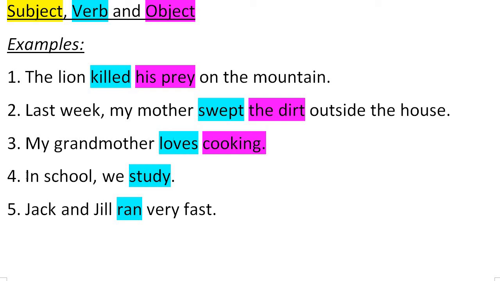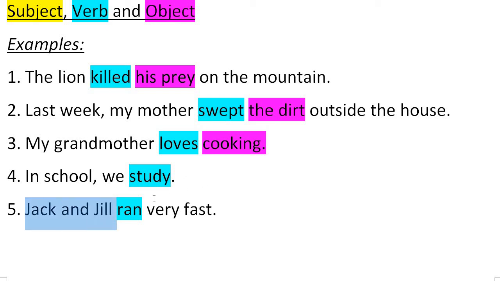Okay. Number 4. In school we study. Does it have an object? And if so, what is it? Now, some of you might think, the school. It's not. In the school answers the question of where we study, so therefore that's not an object, and there's nothing else. We cannot be an object. It's literally a subject pronoun, so there is no object in that sentence.